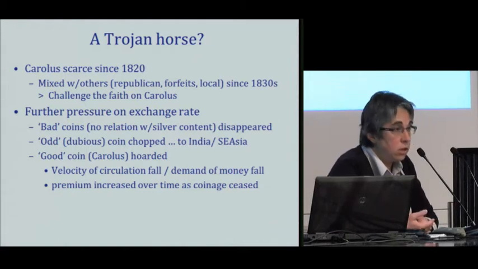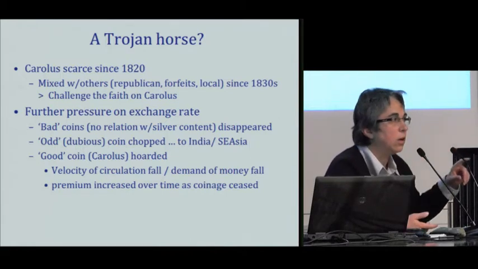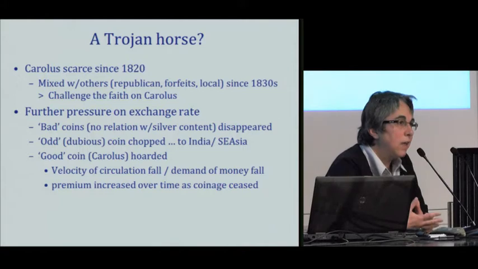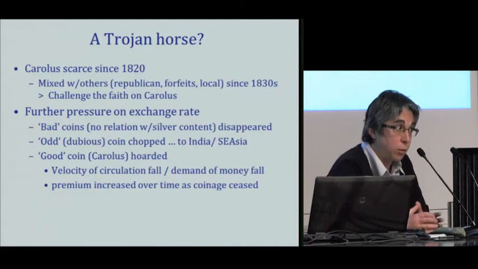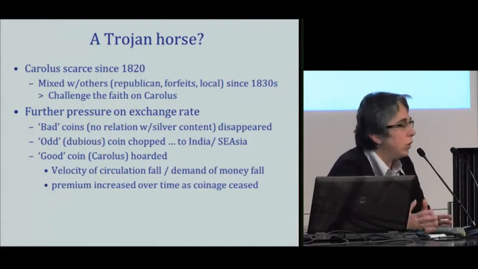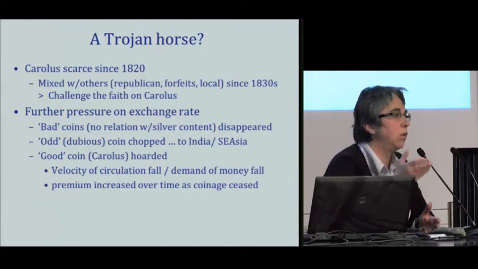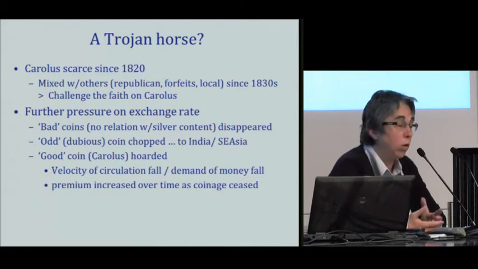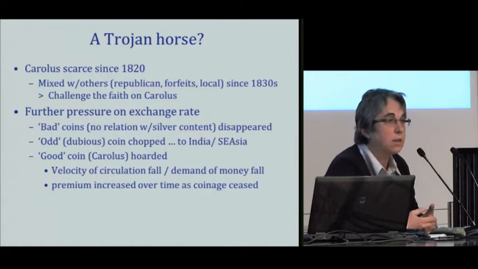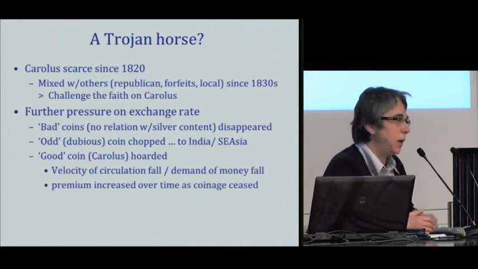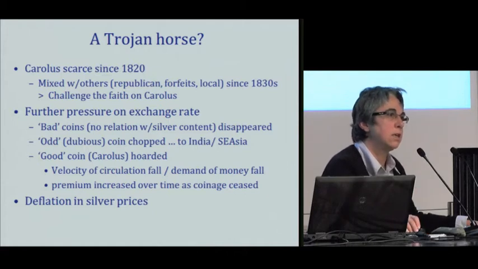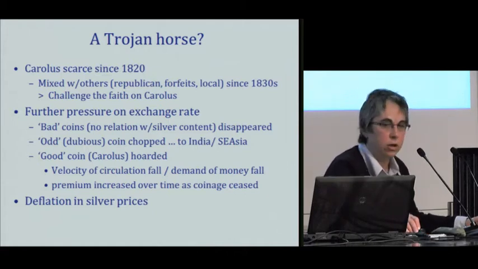With that, the velocity of circulation for that particular coin, that is the standard unit, the standard coin for many transactions in an important part of China, particularly the export-producing regions, would fall. And with the reduction in the velocity of circulation, the demand for money would fall. And there you have the so-called recession or depression. Now, the premium on that coin increases, yeah, as the coinage becomes more and more scarce. It's really a race to the bottom. And that explains the deflation in silver prices, but not the inflation in copper.